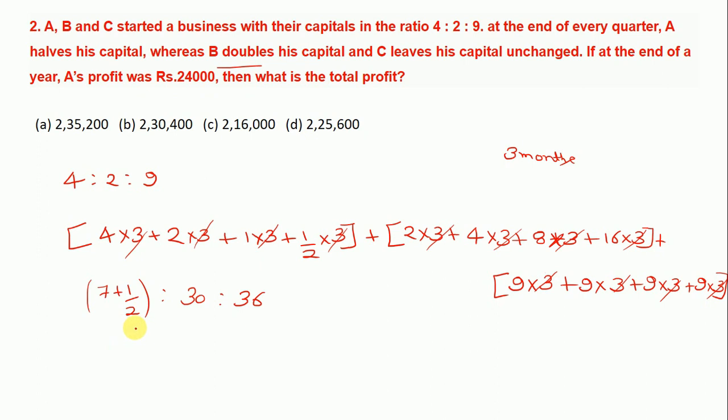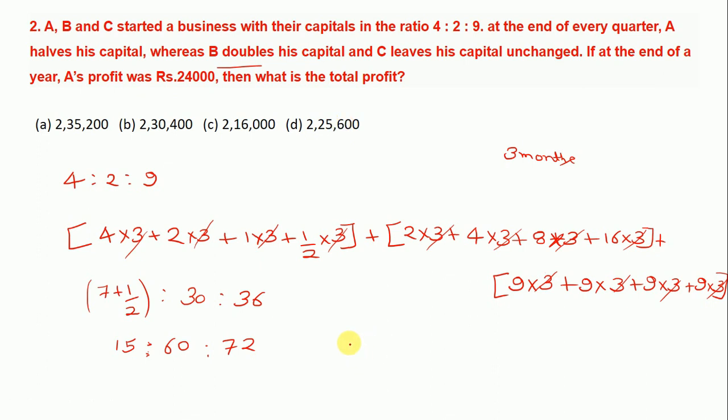Now we have to solve it, as it is not in proper form. To make it in proper form, simply multiply throughout by 2. So it will be 15, it will be 60, and it will be 72. Now A's profit was 24,000. Then what is the total profit?